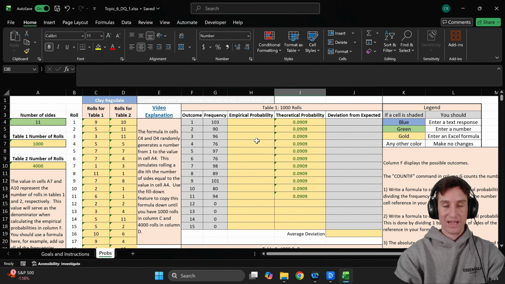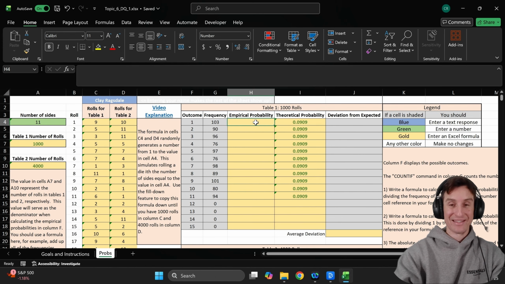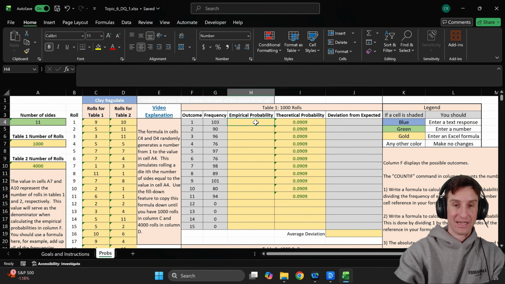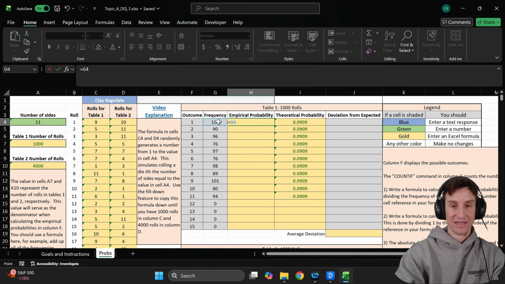All right, let's go ahead and do part 3, the empirical probability. The empirical probability is what actually happens in our experiment, meaning we take how many times our number occurred, in this case located in G4, and divide that by the total number of rolls. But we want to use a formula. So we're going to use this 1,000, but again, that's our sum, and we want to call that sum of our total over and over again for each one of these.